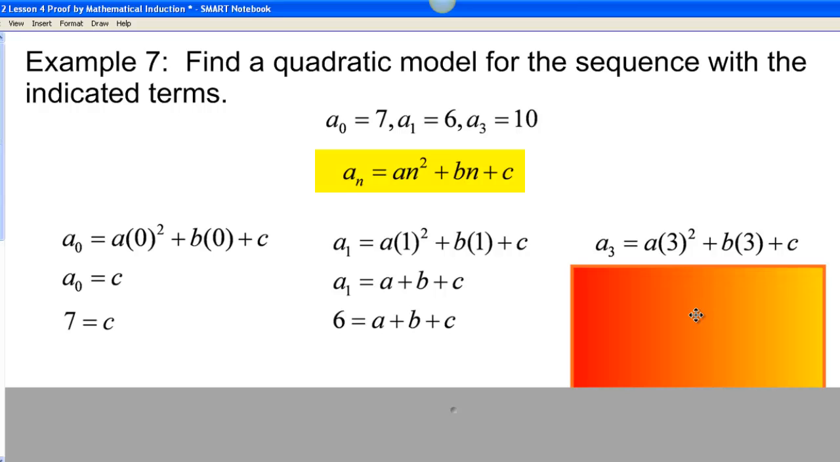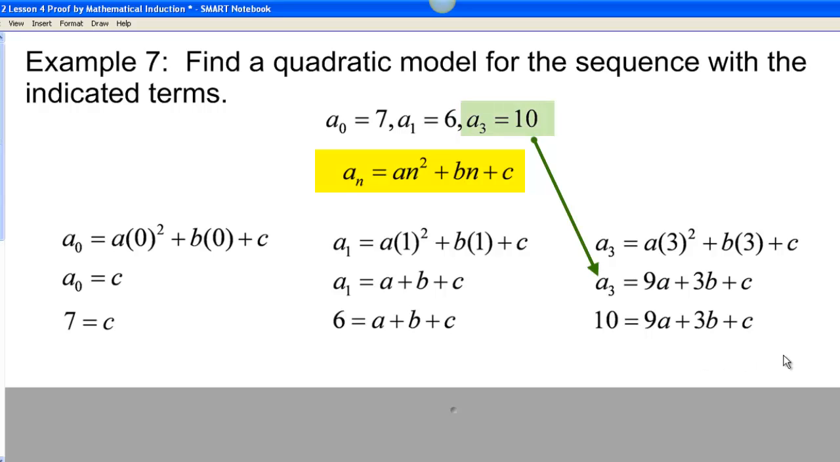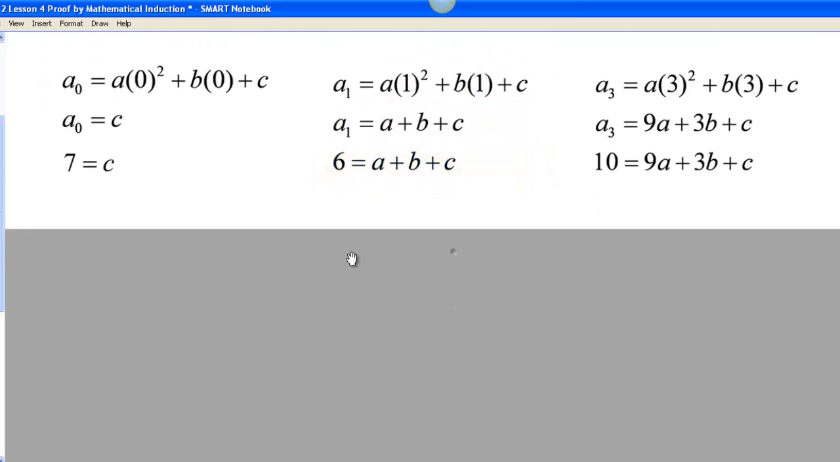Last but not least, I'm going to deal with a sub 3 equals 10, that the third term is equal to 10. So I can input, since my n is 3, a times 3 squared plus b times 3 plus c, which gives me 9a plus 3b plus c. And if I substitute in the value of 10 for a sub 3, I get 10 equals 9a plus 3b plus c.